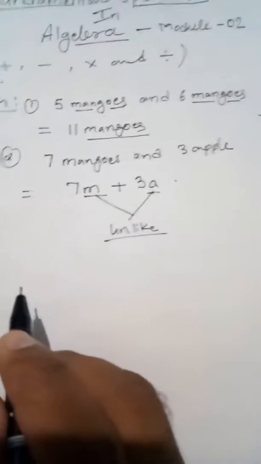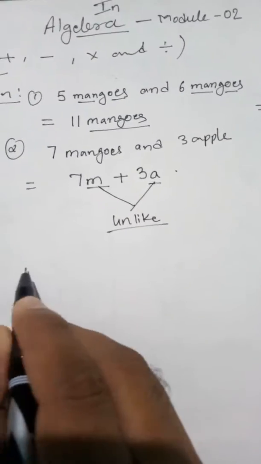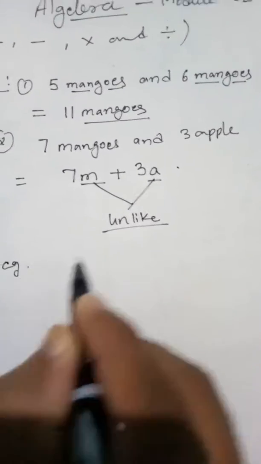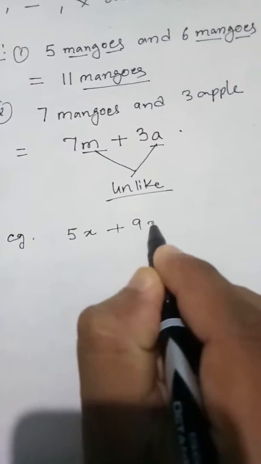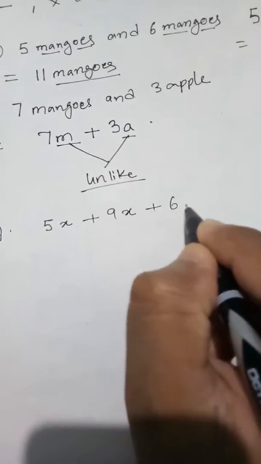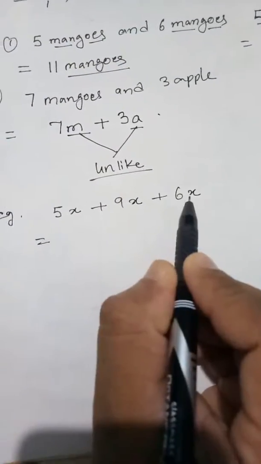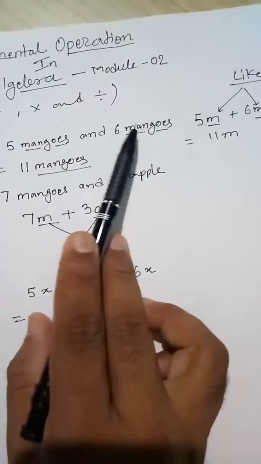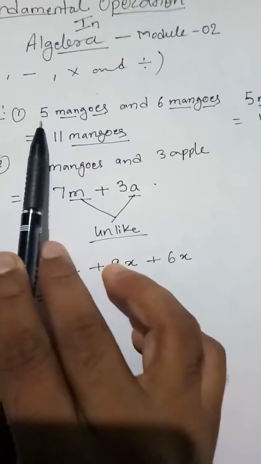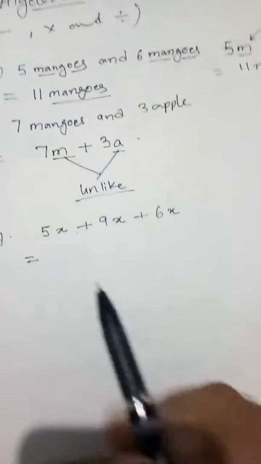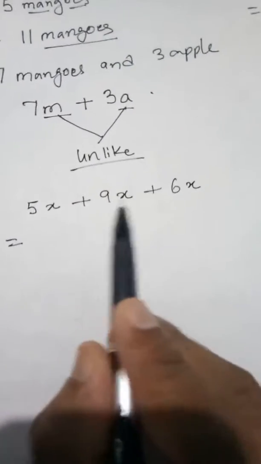Now, my dear students, you understood that only like terms can be added or subtracted. Let's move to more complicated examples. For example, suppose I have 5x plus 9x plus 6x. What will be the answer? You don't have to worry about these x because they are like the mangoes. How many times mango is written is not important. Here also we have 5 times x, 9 times x and 6 times x.